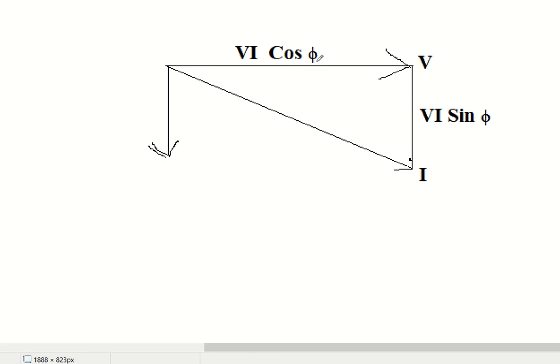Now what is our ultimate purpose? We want power, right? We want to find the power. So we will multiply that I with V, which makes this component VI cos phi and this component VI sin phi. Now this component, VI cos phi, represents the true power, or in other words, the active power. Let's write it over here. Active power.